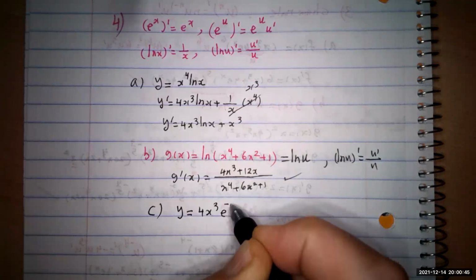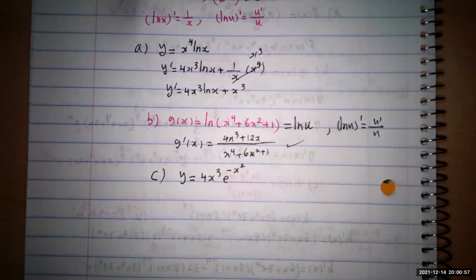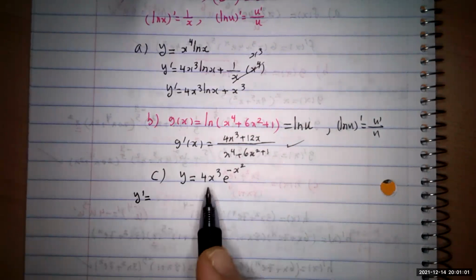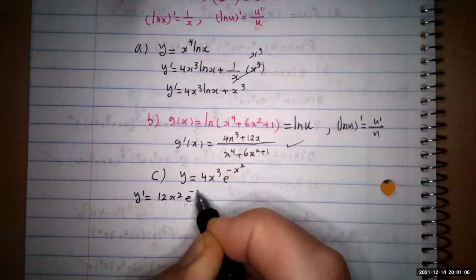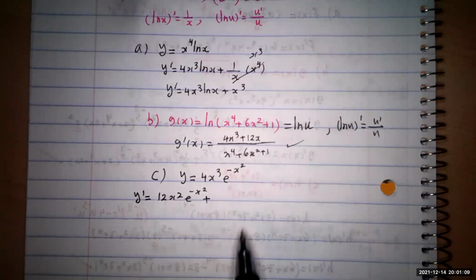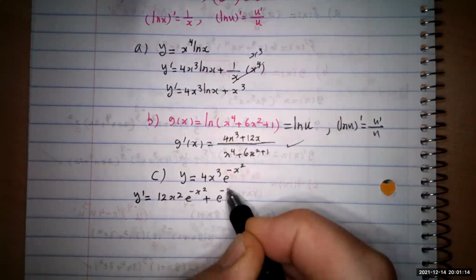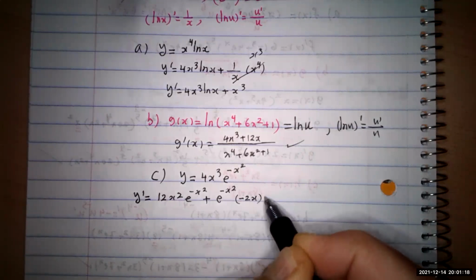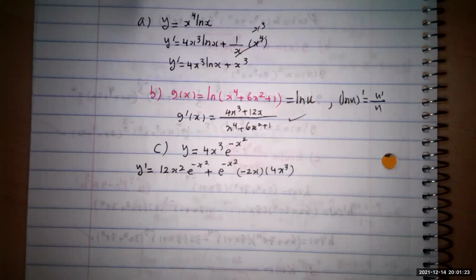Again, it's a product of two functions. One part is the exponential function, and the other part is just a polynomial type. So y prime is going to be the derivative of the first one, 12x squared, times the second one, plus the second times the first. The second one is the exponential function, which never changes, times u prime, which is negative 2x. Now this is multiplied by the first one.